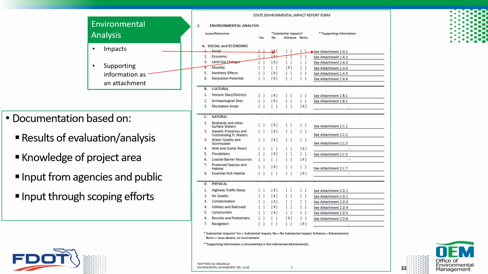The environmental analysis section of the form documents the results of the environmental analysis that was just discussed. The appropriate level of impact is going to be identified here as substantial, not substantial, an enhancement, or no involvement. And this is selected for each issue or resource, and supporting information is included as an attachment and referenced here under supporting information. Environmental issues or resources with no involvement do not need a lot of supporting documentation.